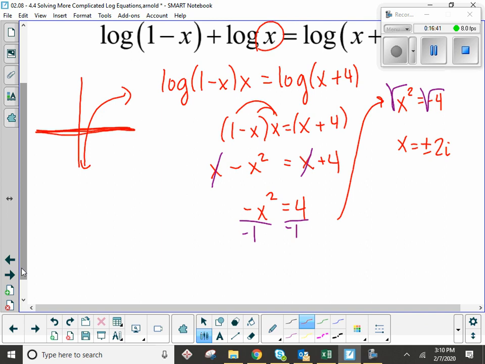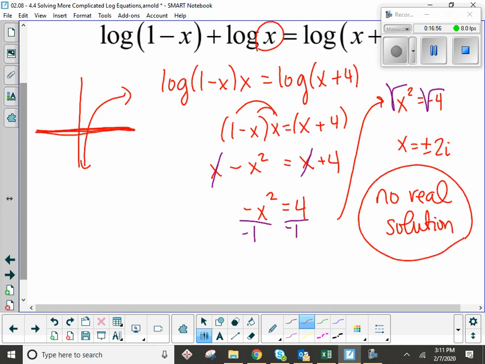So instead of plus or minus 2i, which isn't bad math, I mean, that was correct math, the actual preferred answer I want here is this. No real solution. There's an imaginary solution, but there's no real solution, because we're not going to take log of an imaginary number. It's not defined that way. It's not the correct universe.